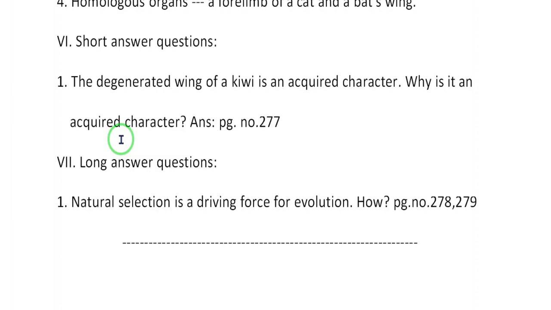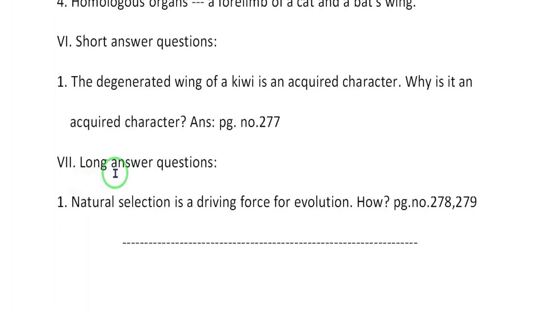Then third point, same page, left side, number 3, use and disuse theory, that paragraph. Lamarck's use and disuse theory states that if an organ is used constantly, the organ develops well and gets strengthened. When an organ is not used for a long time, it gradually degenerates. Then fourth point, same page, right side, first paragraph, fifth line: the degenerated wing of kiwi is an example of an organ of disuse.